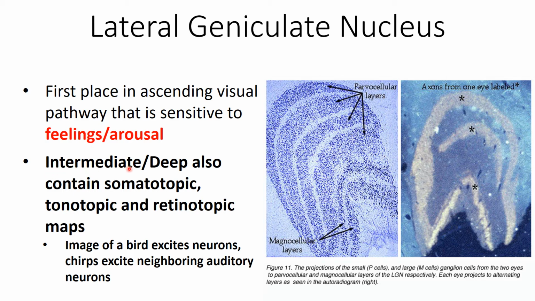There are intermediate and deep layers that contain somatotopic, tonotopic, and retinotopic maps. So we talked about the superior colliculus having somatotopic and auditory or tonotopic input, and then retinotopy is important there as well, meaning that the way the cells are arranged in lateral geniculate nucleus is determined by the way the cells are arranged in the retina. The topographic organization of the retina is preserved in the lateral geniculate nucleus.